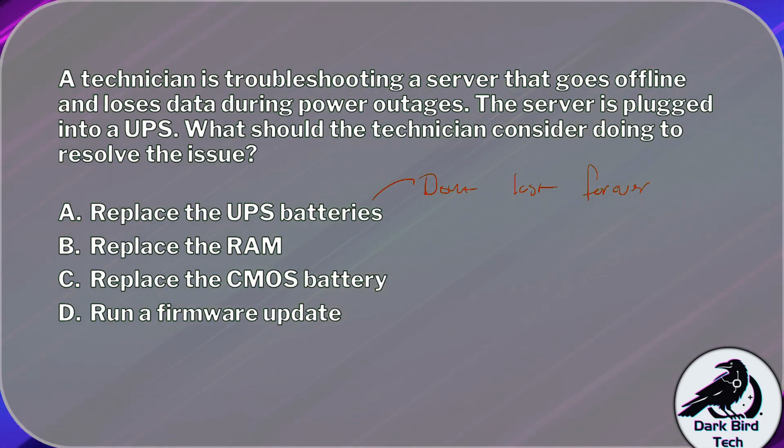And if the server is already plugged into a UPS, well, that means that it should be kicking in straight away when there's no power. So the batteries probably need to be replaced or upgraded. Now, why isn't it any of the other options? Well, replacing RAM's not going to do anything. RAM is volatile storage, meaning that if there's no power, the data is lost. Doesn't matter whether it's a laptop, a desktop, or a server. If the computer loses power, the data in RAM is gone.